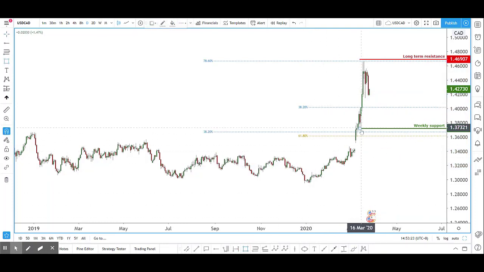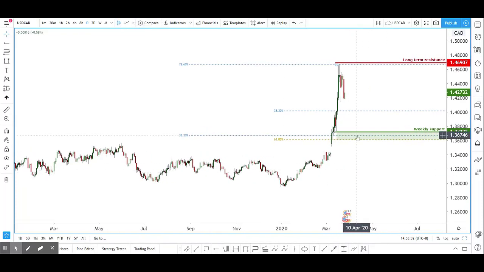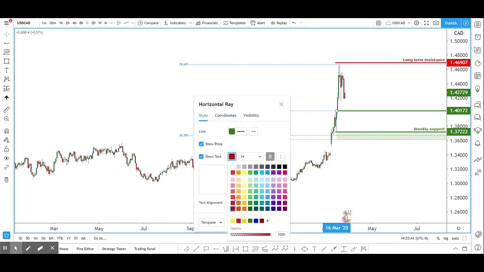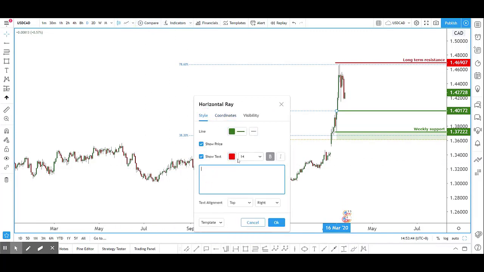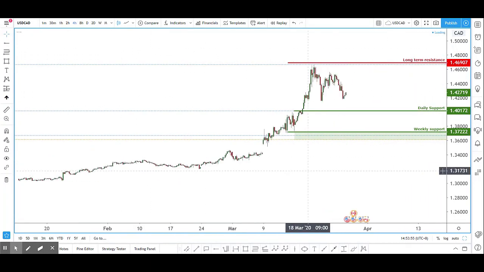So our weekly support is actually sort of a zone, right? Our take profit can be anywhere in this area with our daily support over here. Okay, so now we have price holding in the middle of daily support and long-term resistance. Let's go down to the 4 hour to see how we should trade this.